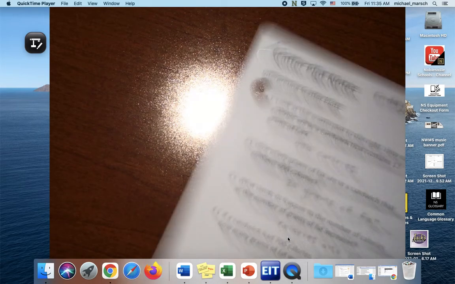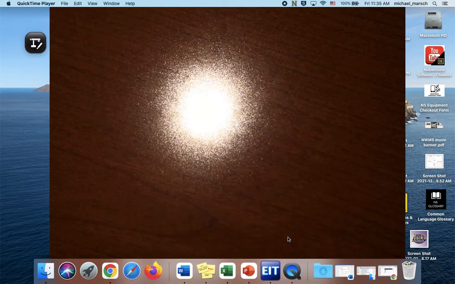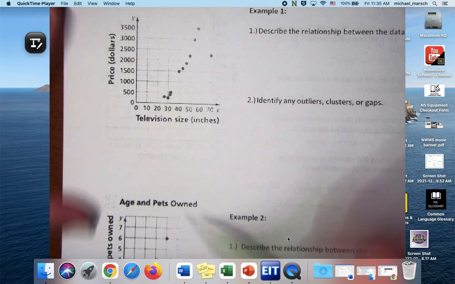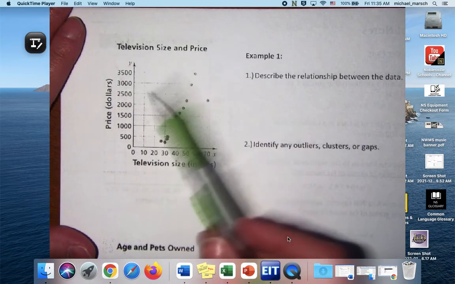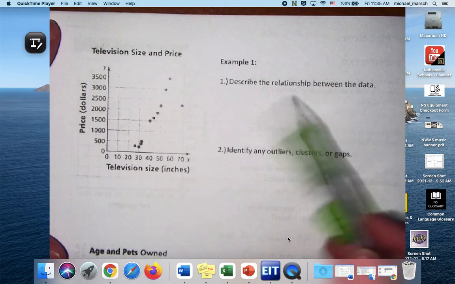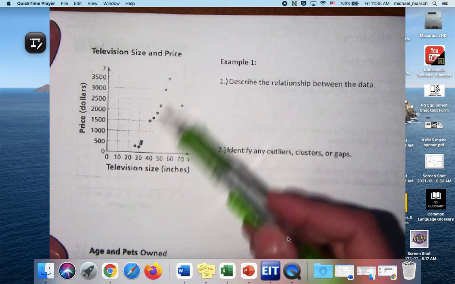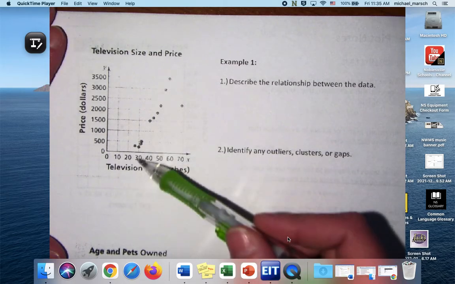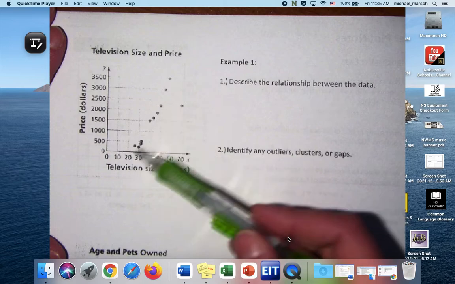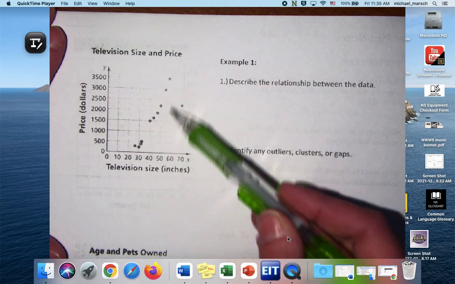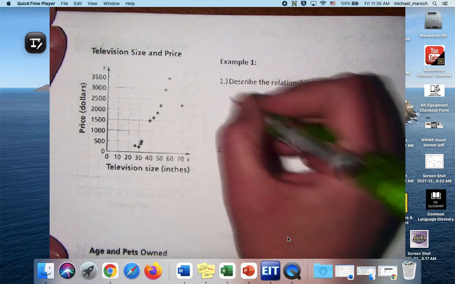All right, let's move on to the next page. We have television size and the price of the television. How would we describe this relationship? Positive linear. It's actually going to be positive linear because there's not a very drastic curve. And we're going to talk about this particular plot right here, but this would be considered positive linear.